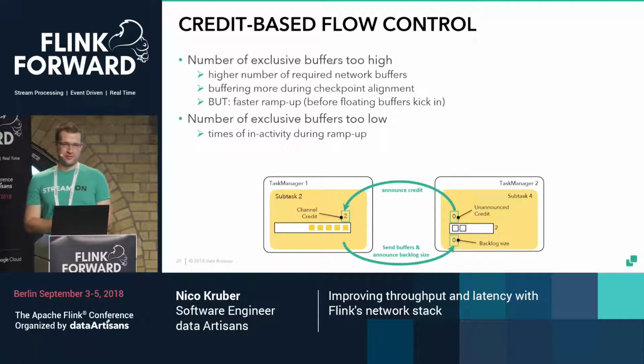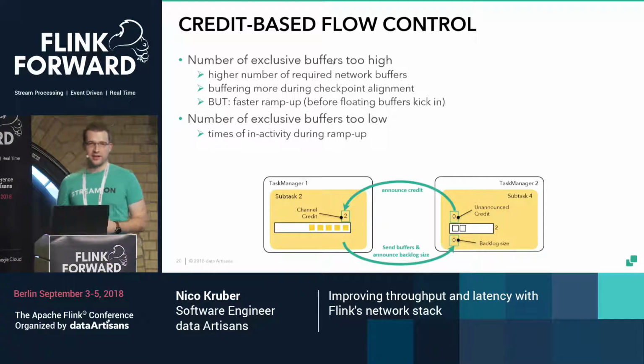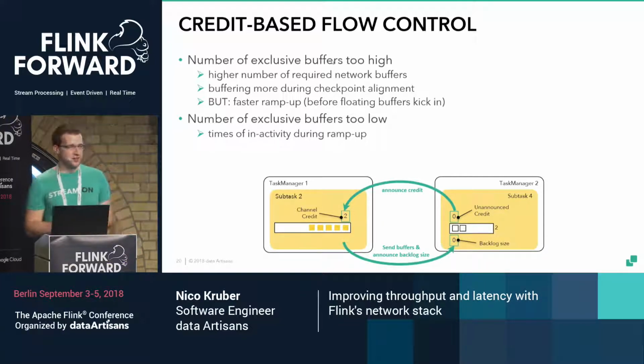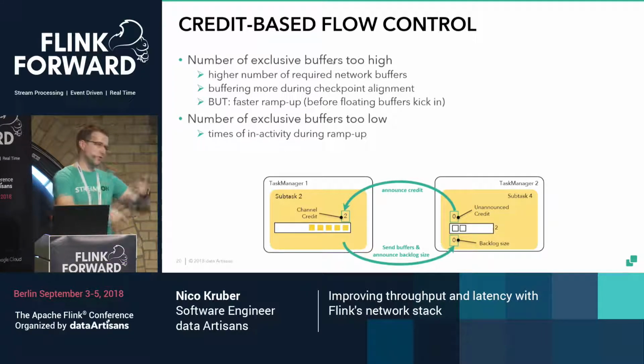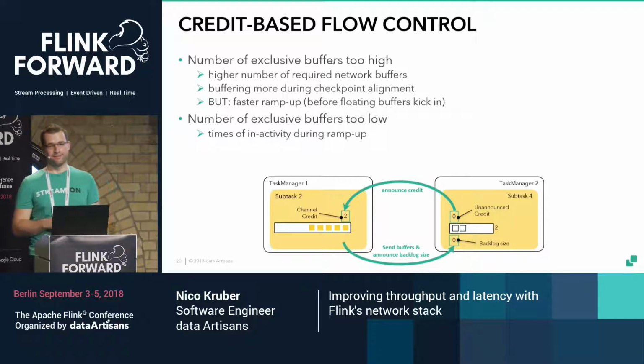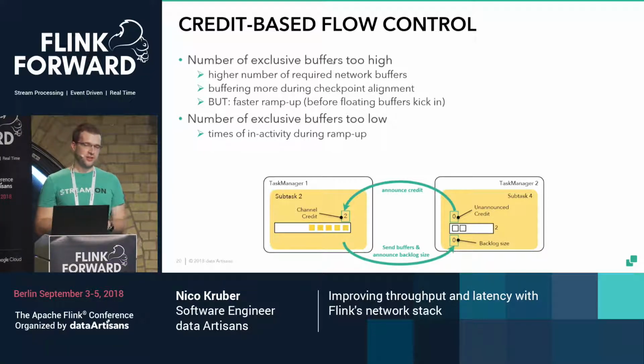If you set the number of exclusive buffers too high, there's also a downside, because you're buffering more data. First of all, you're using more network buffers, so you need more memory in the network stack. And then inside the receiver, but also the sender, you do have more memory that you require. And the checkpoint alignment might take longer. If you set it too low, then you might have some periods of inactivity because you're waiting for this credit announcement to come back. So potentially you might need to tune those knobs, but I think the defaults are a sane start.